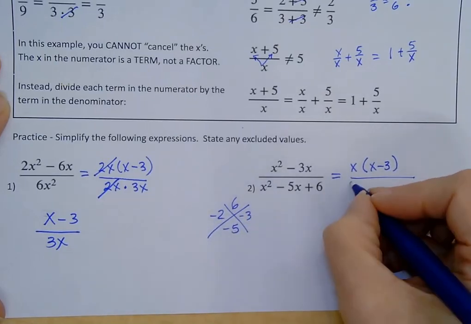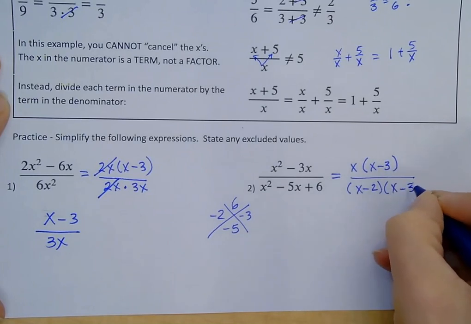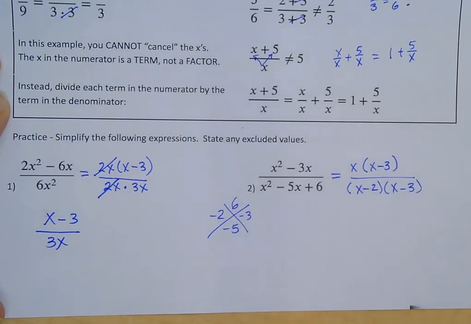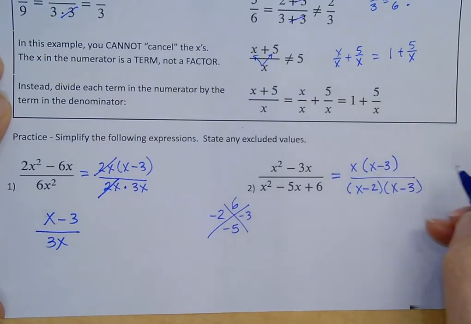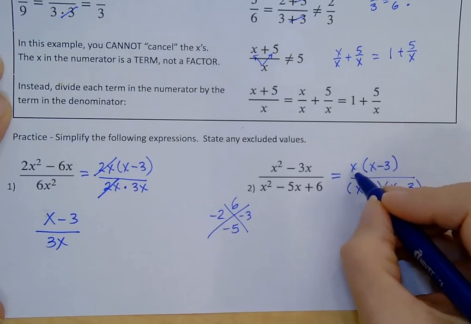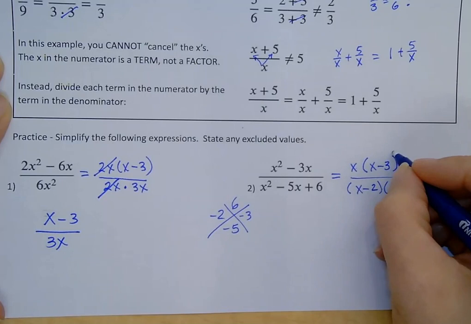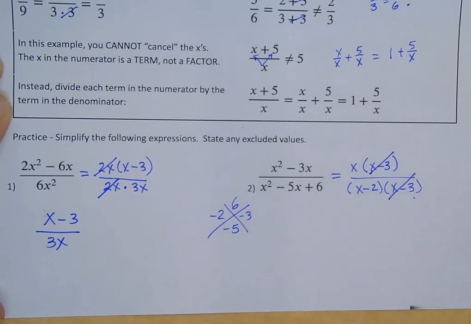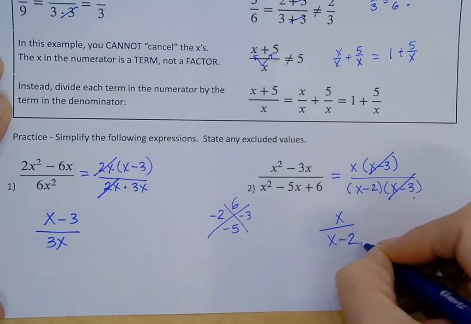So those are my magic numbers, so I'm going to say that this is x minus 2 times x minus 3. So I really haven't changed anything except for the way the numerator looks and the way the denominator looks, but they're still all the same values, right? Now I see x minus 3 in the top and x minus 3 in the bottom, and everything's being multiplied up top, x times x minus 3, x minus 2 times x minus 3. So these are factors. X minus 3 and x minus 3 cancel, and so my answer is x over x minus 2.